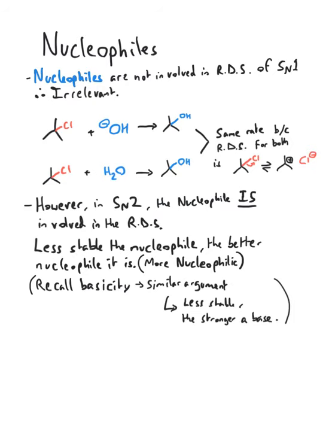However, in SN2, the nucleophile is involved in the rate determining step. So therefore, the nature of the nucleophile will affect the rate of the reaction. A key thing to look out for is that the less stable the nucleophile, the better. Think of it as our argument for basicity.